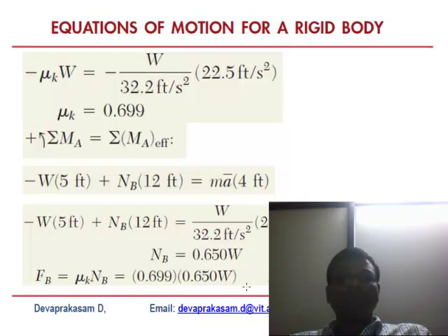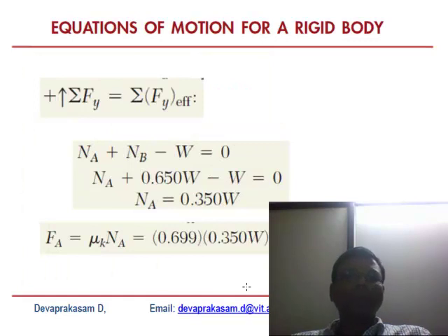Now there are some parameters we still need to estimate, some unknowns, especially NB. What is NB in terms of W? If you take the moment at A, you will know what NB is in terms of W. So FB is equal to mu k into NB. Finally you will get FB is equal to 0.454 W. That is the friction force acting at point B, in terms of the weight of the vehicle.